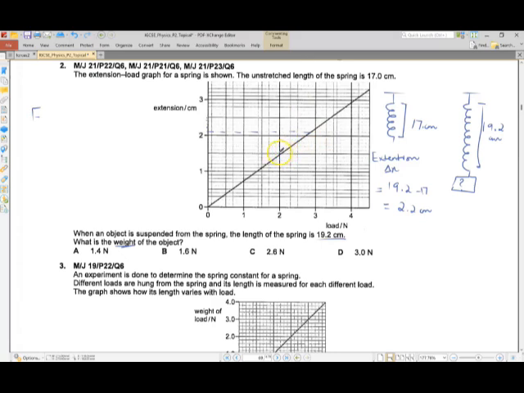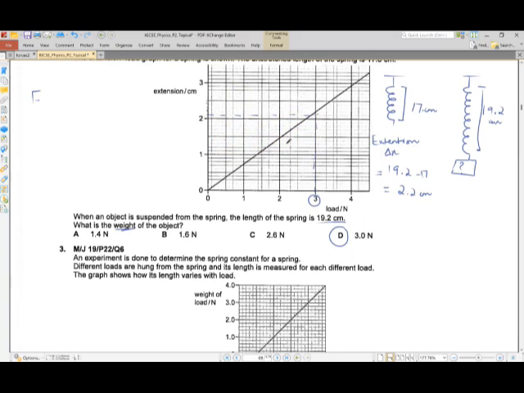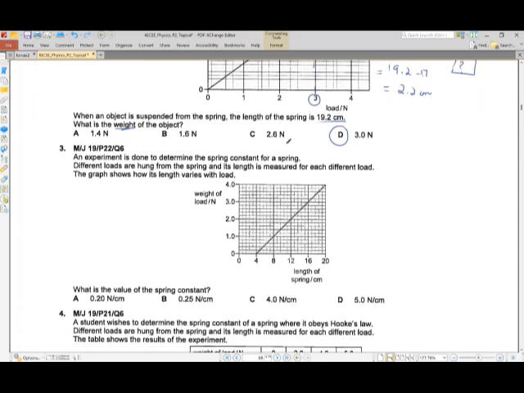So this is going to be 3 newtons. Okay? The extension of 2.2 corresponds to a load of 3 newtons. The 3 is going to be our correct answer. Actually, the divisions on the graph are not that visible in this figure, but anyway, inshallah, when you are doing the CIE paper, you will have a clear graph.